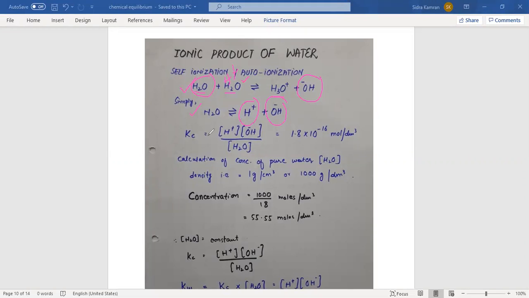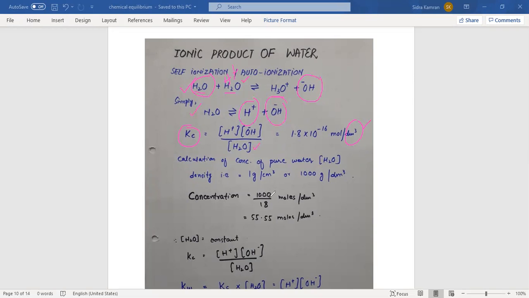If you are going to write the equilibrium constant expression, you have to write product over reactant. The products are the concentration of H positive ion and the concentration of OH negative ion, divided by the concentration of the water. Equilibrium constant for this reaction is 1.8 × 10^-16 mole per dm cube. Volume is 1 dm cube. What is the concentration of water?